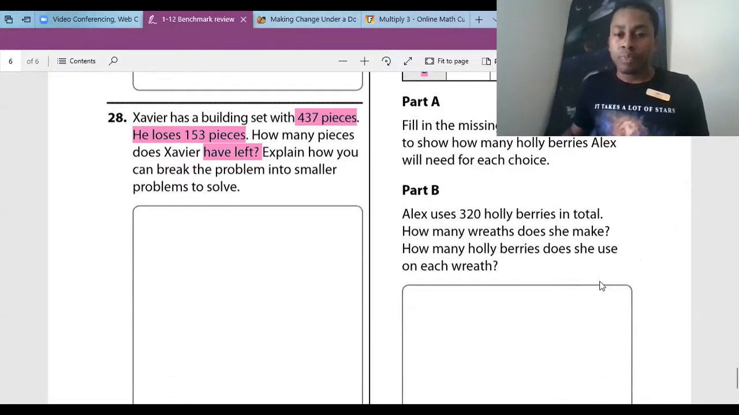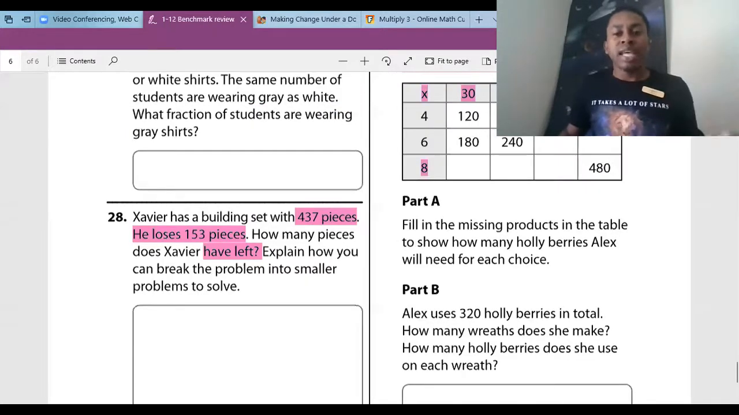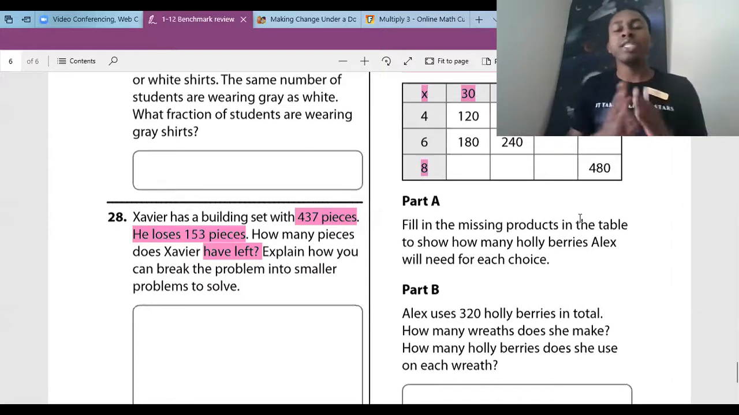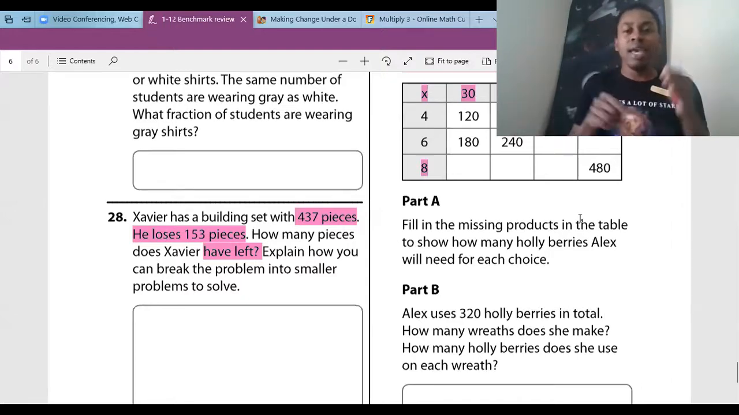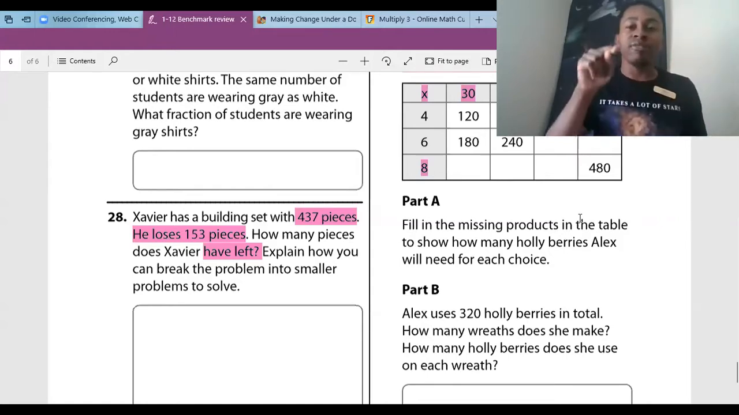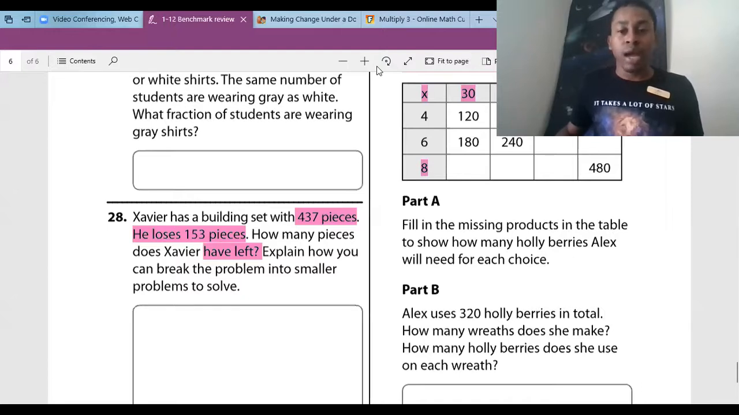All right. Now, the next part says, Alex uses 320 holly berries in total. How many wreaths does she make? How many holly berries does she use on each wreath? Okay. Now, when it's asking you how many wreaths does she make, how many holly berries does she use on each wreath, when we're discussing 320, you need to go back into your multiplication table and figure out where 320 is exactly in line with 8. So when we do that, we know that it was 8 wreaths, 40 holly berries, okay?